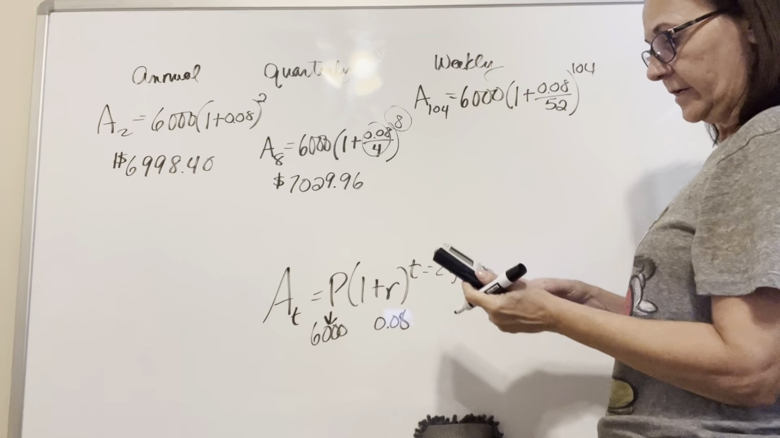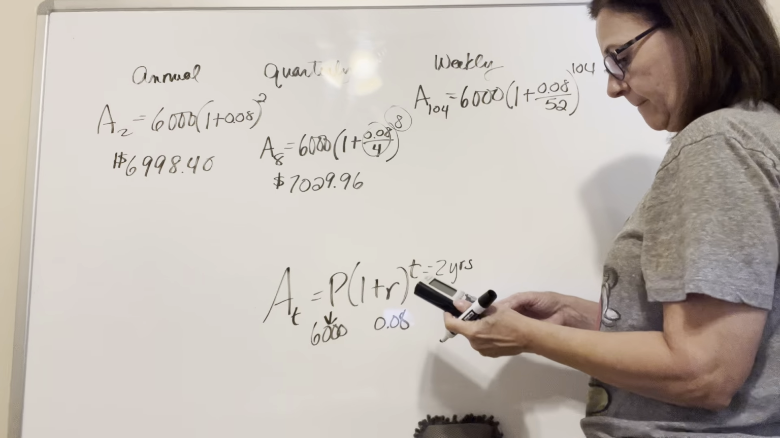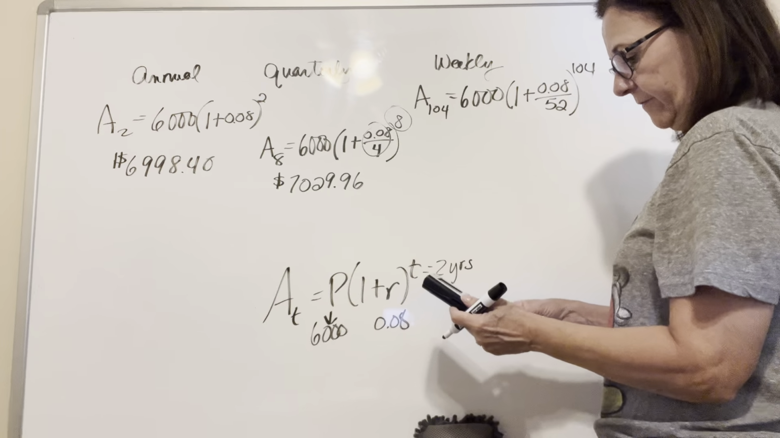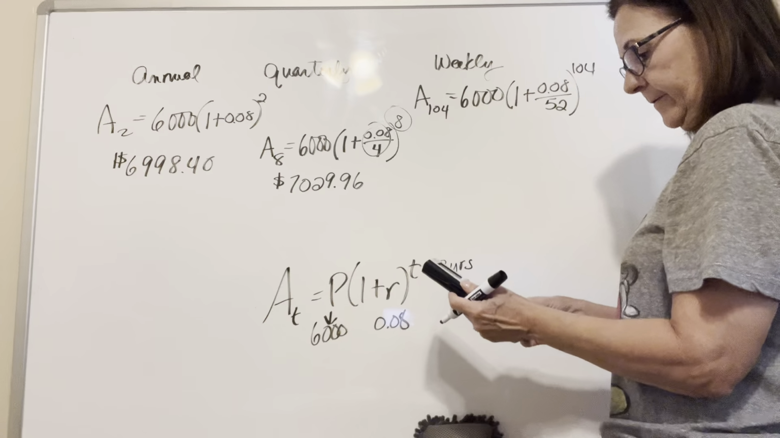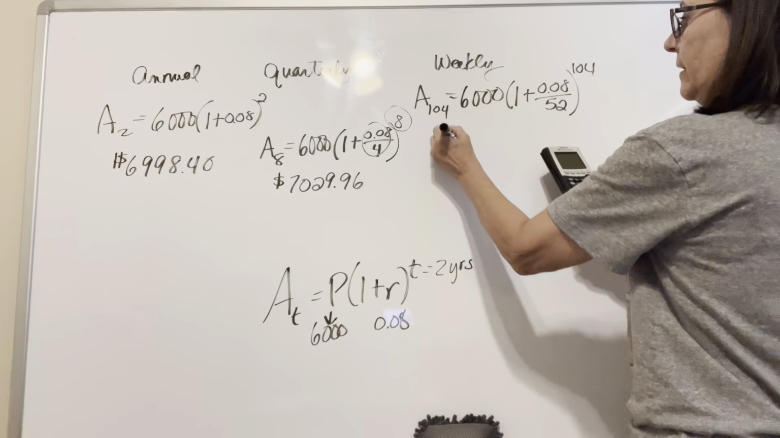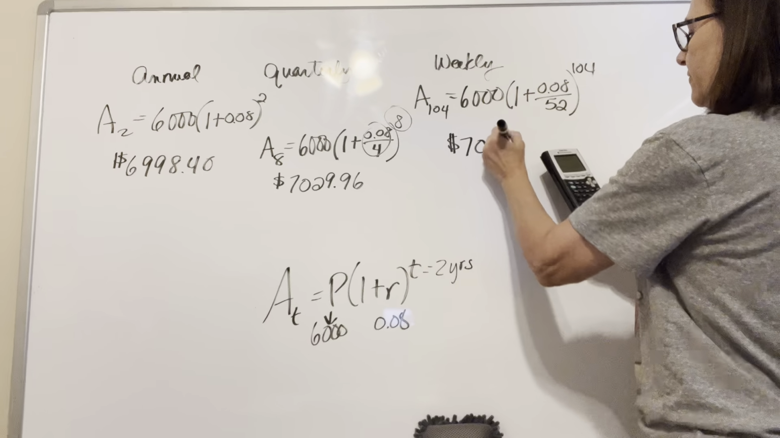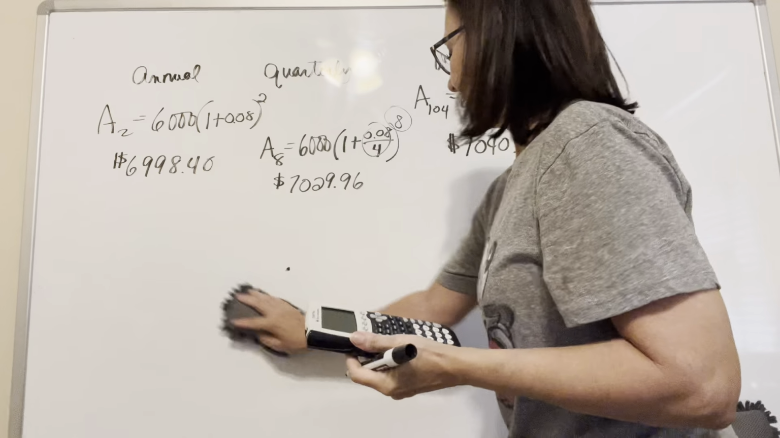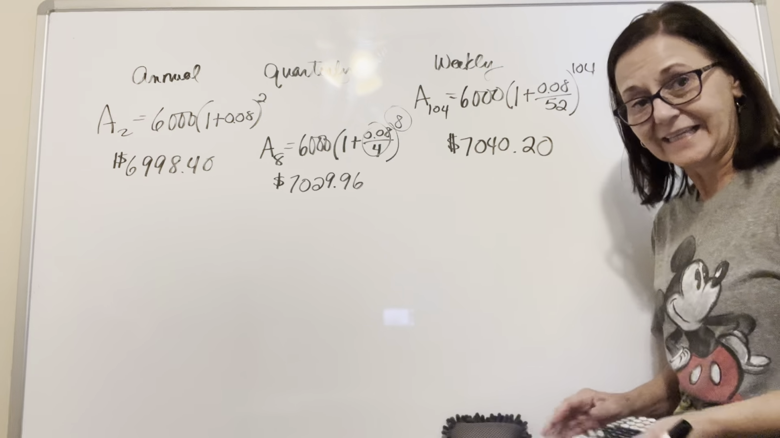So after 2 years, putting that in my calculator, 1 plus 0.08 divided by 52, raised to the 104, I have $7,040.20. Now let's look at it if it were daily.